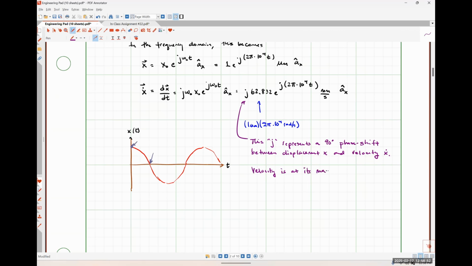Velocity is at its maximum when displacement is zero, and velocity is zero when displacement is at its maximum.